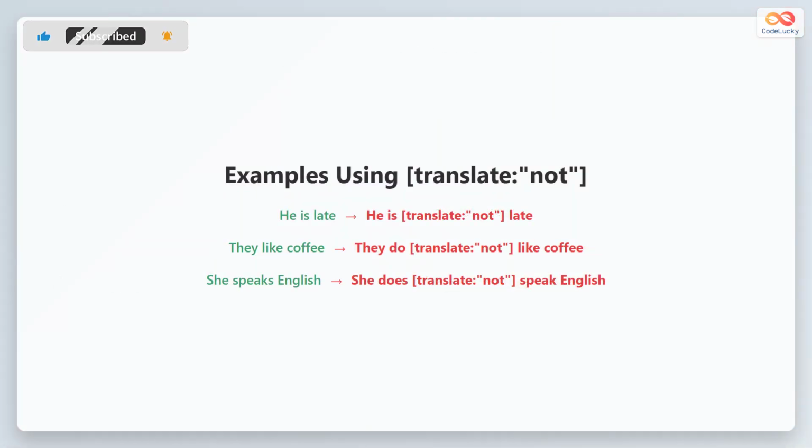Here are more examples. He is late becomes he is not late. They like coffee becomes they do not like coffee. She speaks English becomes she does not speak English. Notice not always follows the helping verb.